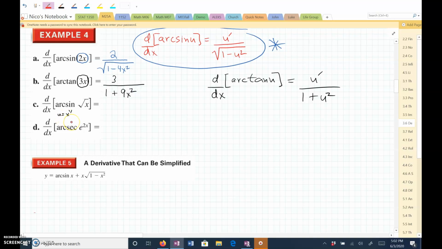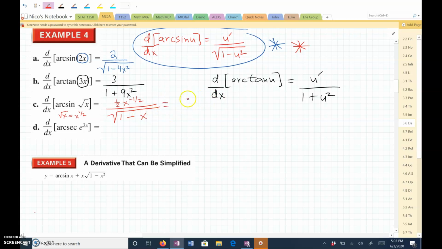Part C. Again, we're going to use the rule that we used in Part A. So I'm going to rewrite the square root of x as x to the 1/2 power. When I take the derivative of x to the 1/2 power, that's going to be 1/2 x to the negative 1/2 power, all over the square root of 1 minus, if I square the square root of x, that's just going to be x.